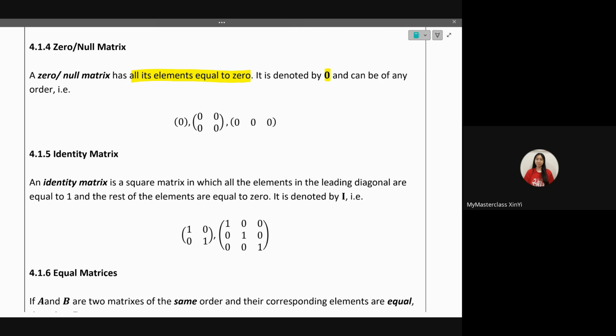So some examples over here. Just a side note, this is a 1 by 1, this is a 2 by 2, and this is a 1 by 3 matrix.